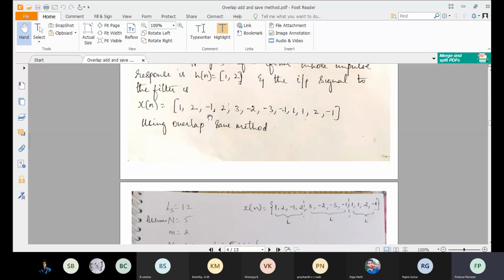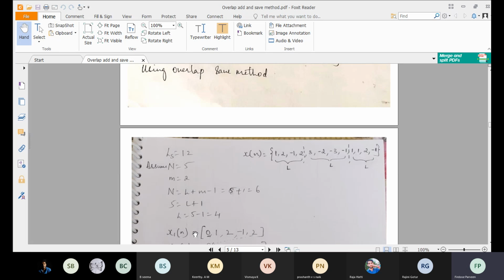And the length of the impulse response is 1, 2, so it is 2. So what will we write? M is equal to 2. Now we will assume N is equal to 5. We'll assume a number, that is N is equal to 5. So there is one equation.